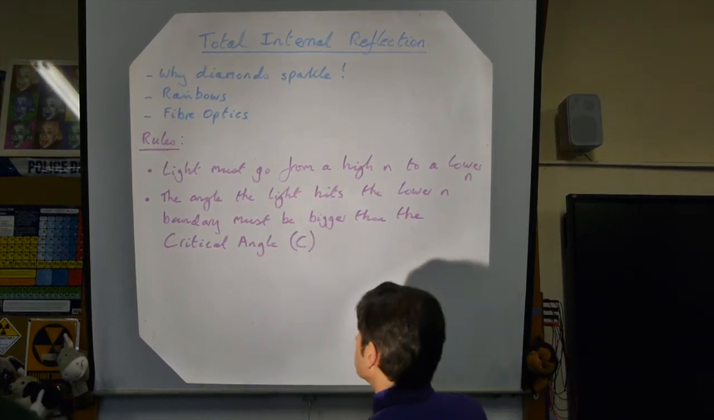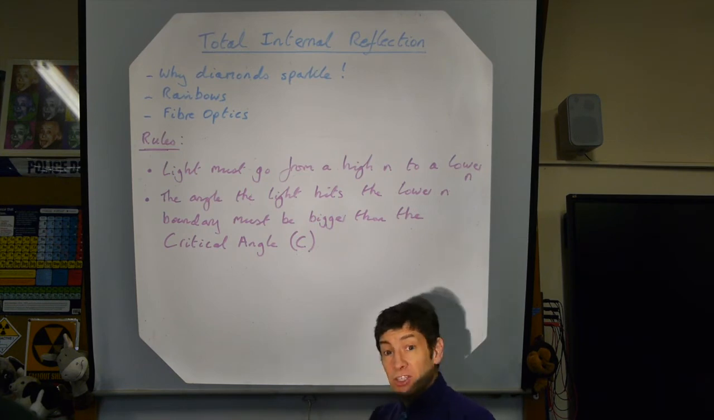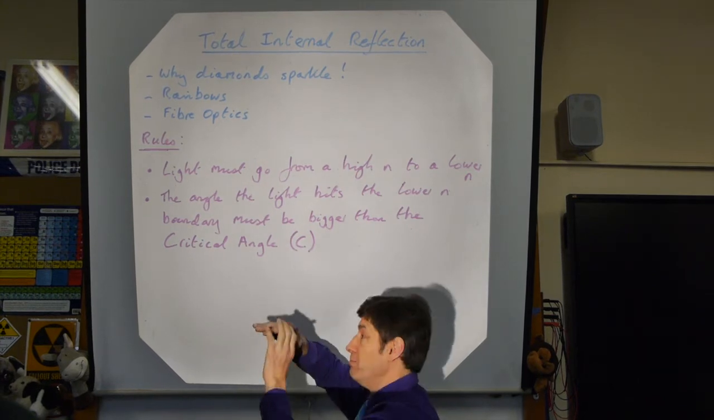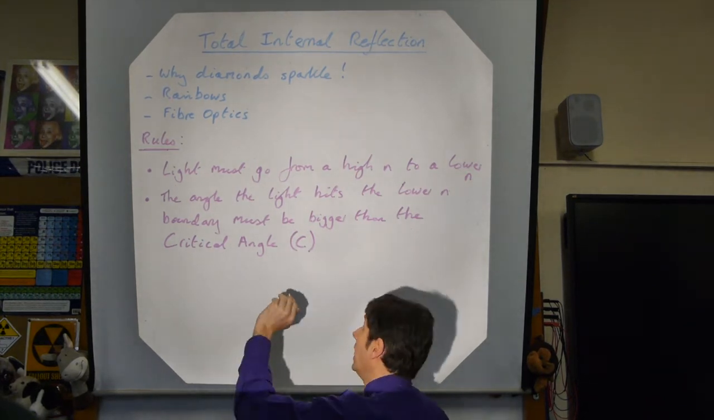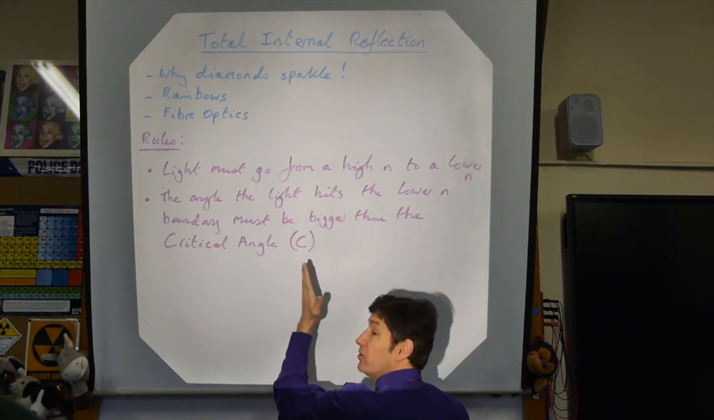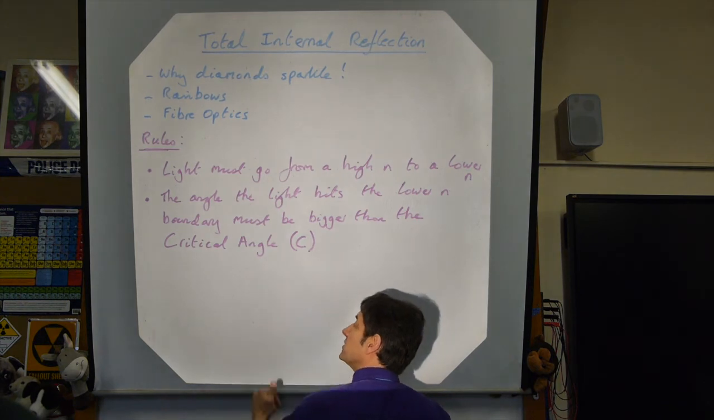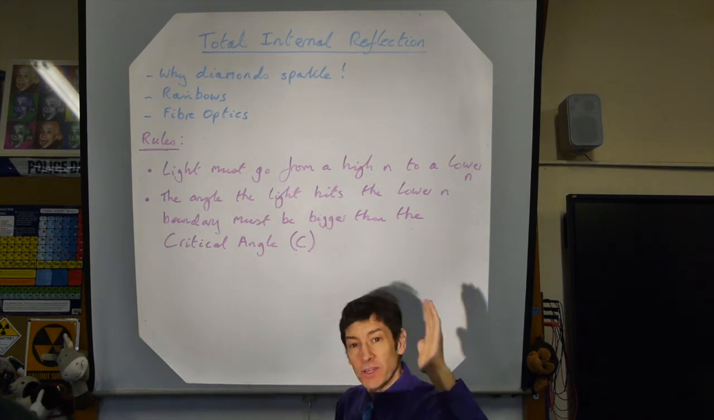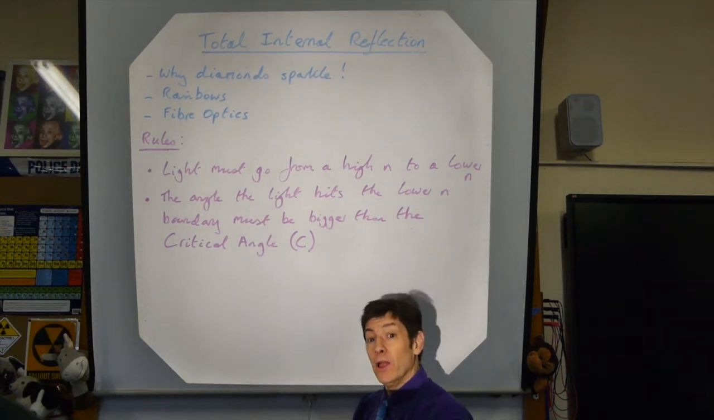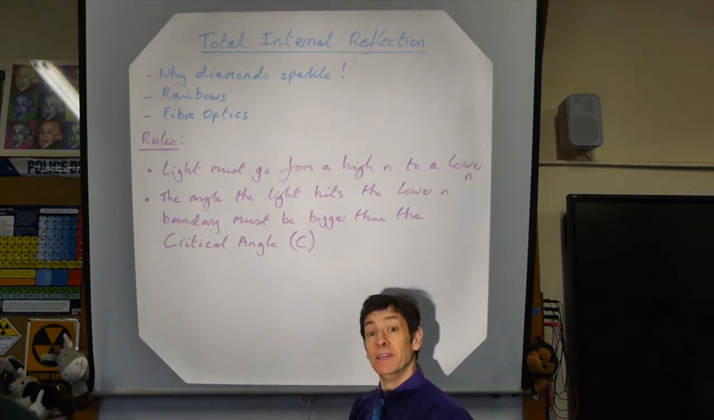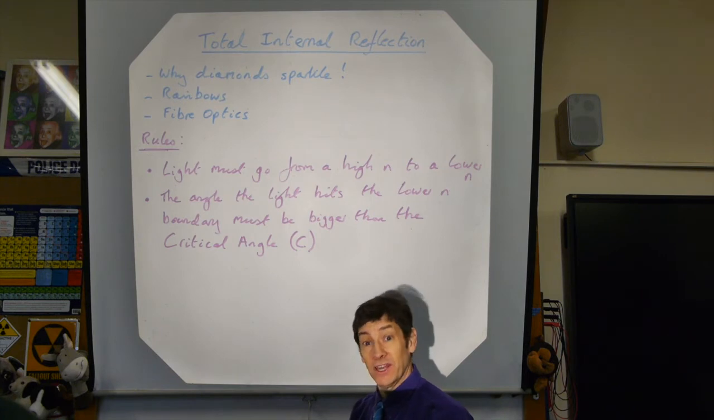So I'll draw some diagrams in a second, but what you imagine is a light ray maybe travelling through a glass block, and it's going to hit that glass block boundary with a lower N, a lower refractive index. And if it hits it, remember the normal, at an angle that is bigger than a specific angle we're going to talk about in a minute, the critical angle, then you can guarantee that that light will obey the laws of reflection and will never exit that totally transparent material. It's a really weird effect, and I will show it to you in the laboratory in a second.